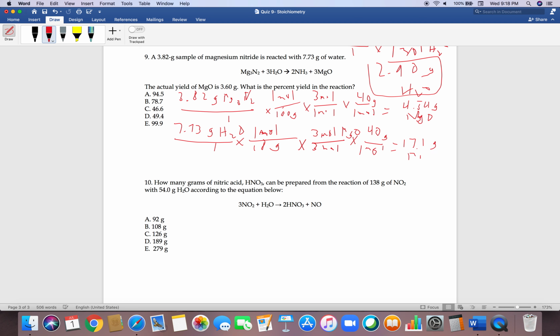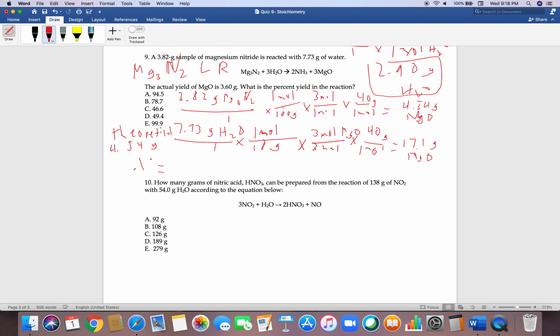of magnesium oxide. So we see that the limiting reactant is magnesium nitride. That should be an N. Nitride is the limiting reactant. So the maximum amount of product, or the theoretical yield of magnesium oxide, is 4.54 grams. So percent yield equals the actual yield over the theoretical.